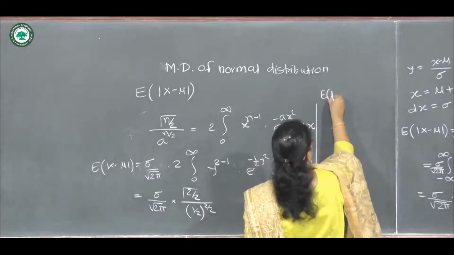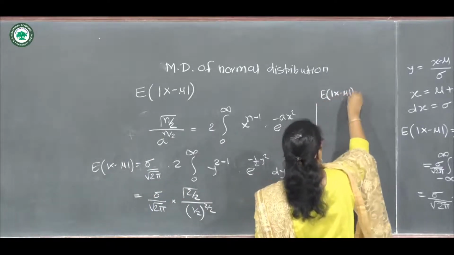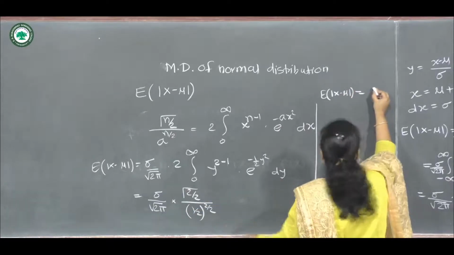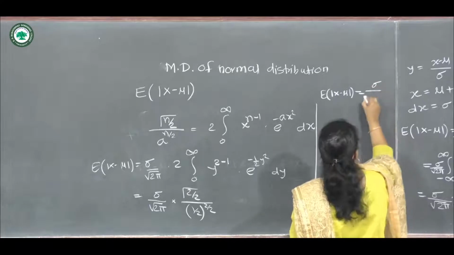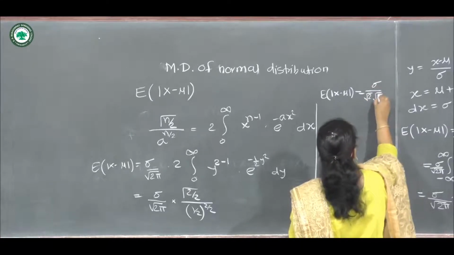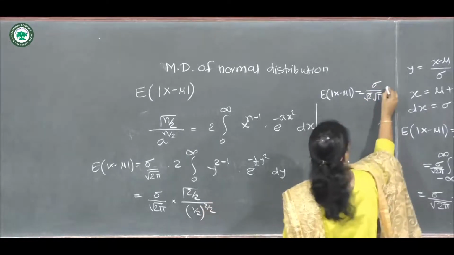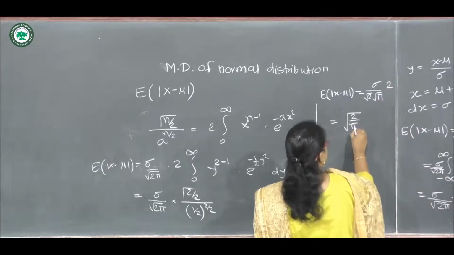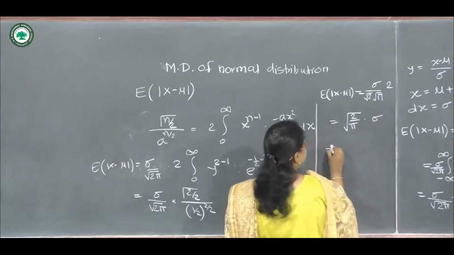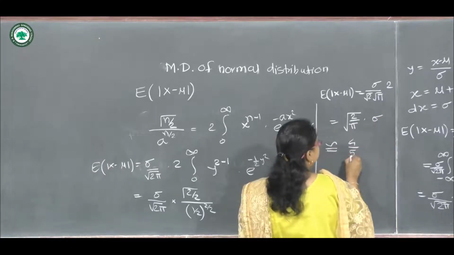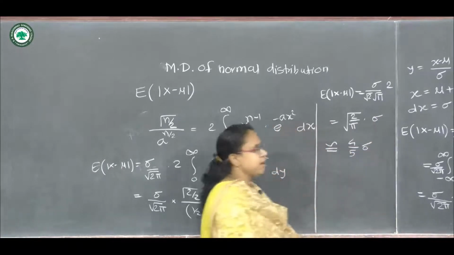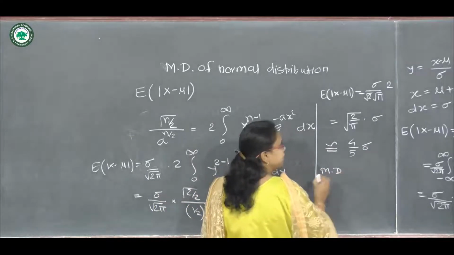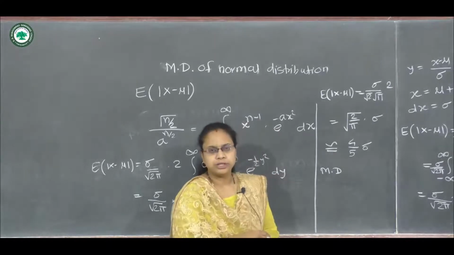So expected value of modulus of x minus mu, we will have final answer as this: sigma upon root 2 into root pi and we will have 2 here. So finally root of 2 upon pi into sigma, which will be approximately equal to 4 upon 5 sigma. So this is the mean deviation about mean for normal distribution.